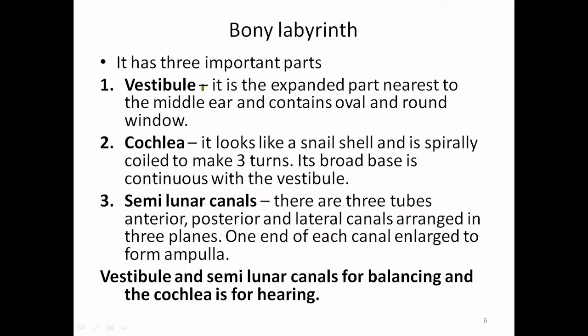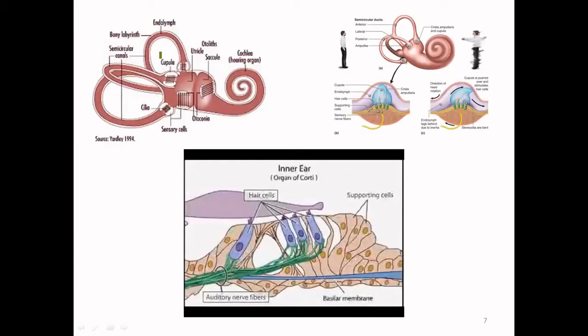If you look at the bony labyrinth, it has mainly three parts: vestibule, cochlea, and semilunar canals. I'll show you the picture. This is the semilunar canals, this is the vestibule, and this is the cochlea. This snail-like portion is called the cochlea. The semilunar canals and the vestibule play an important role in balance. They consist of sensitive cells, and these sensitive cells can sense the balance of the body. And this organ is very important for us, the cochlear organ, the snail-like organ, which contains the organ of hearing.